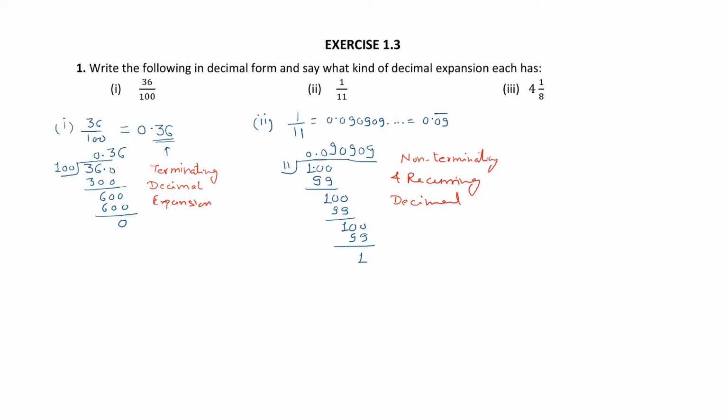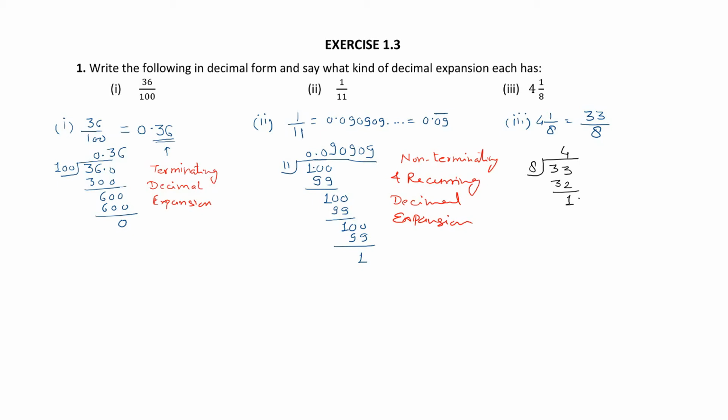Next one is 33 by 8. We can convert it, 8 times 4 is 32, so it becomes 33 by 8. So now let's divide 33 by 8. 8 times 4 is 32.